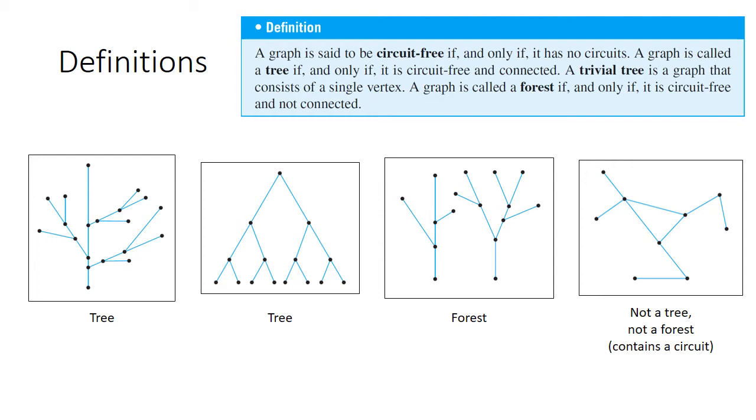A trivial tree is a graph that consists of a single vertex. A graph is called a forest if and only if it is circuit-free and not connected. I think it makes a little more sense if you look at some of these pictures here.